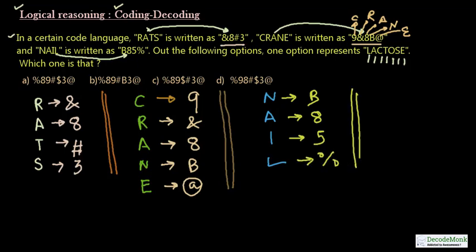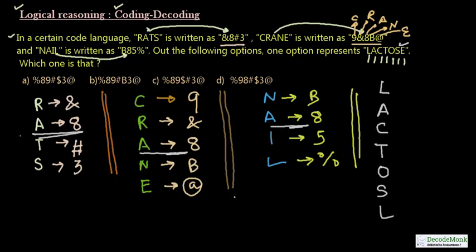Now we can see that there are certain common letters in these three words, like A. A is represented by 8 in rats, in crane also it's 8, in nail also it's 8. So you can see that there are common letters. Now our task is to find out the code for lactose. So I will write that down over here. Lactose is our word to be coded.